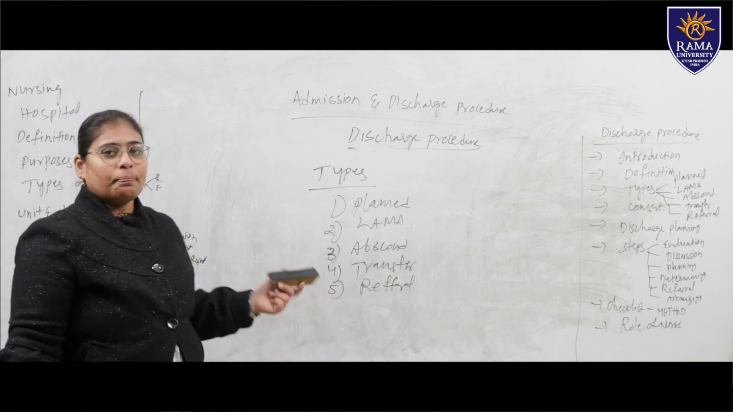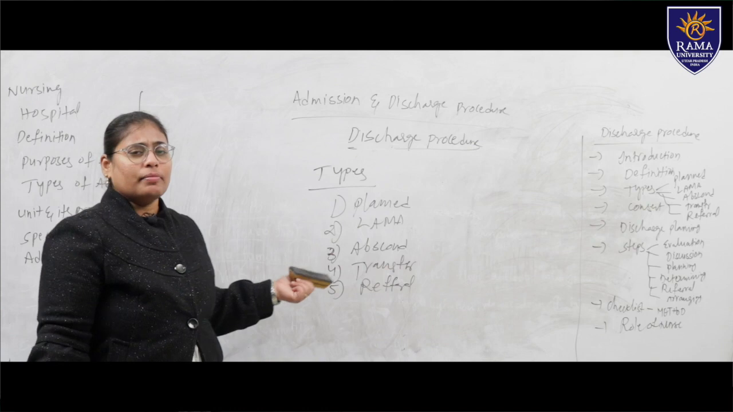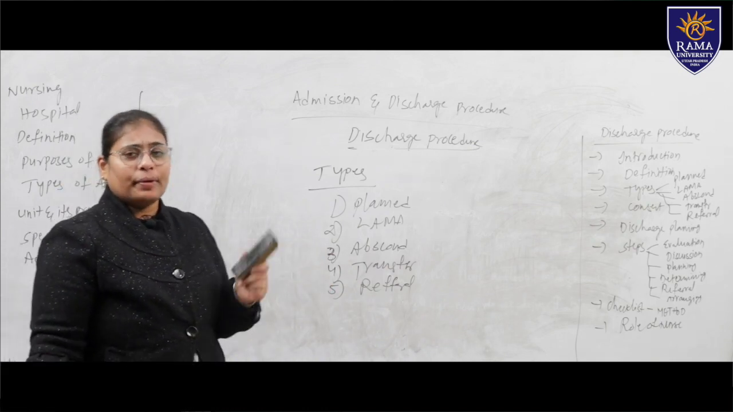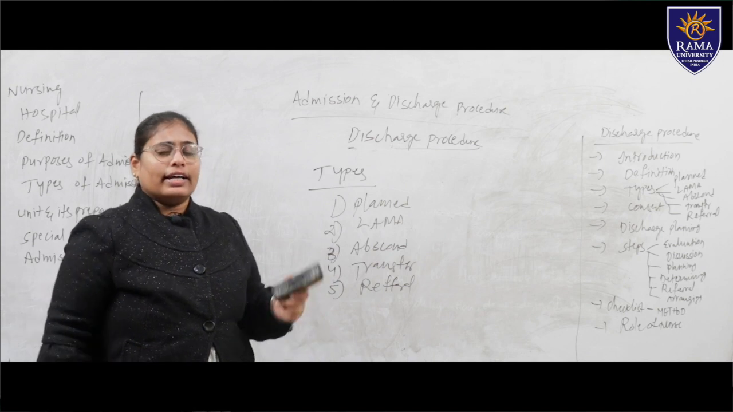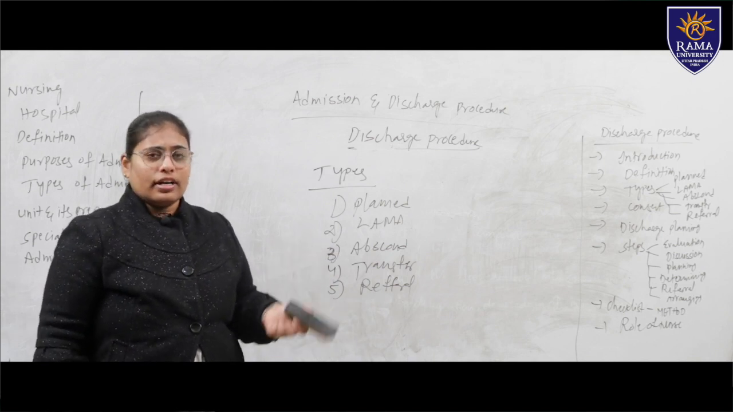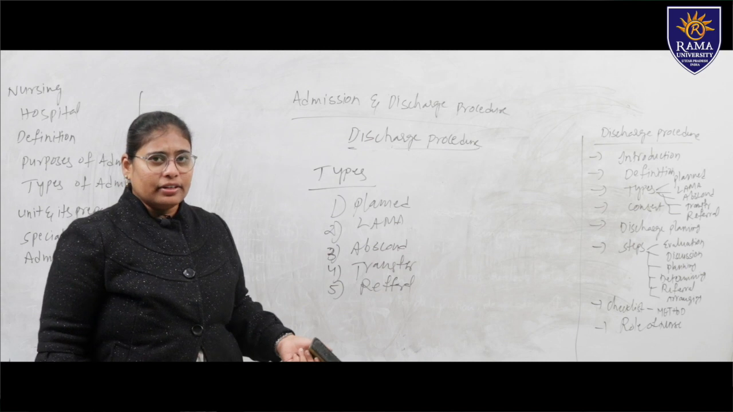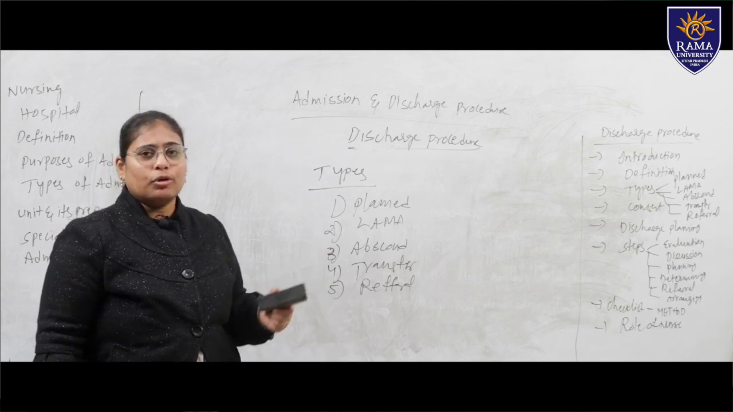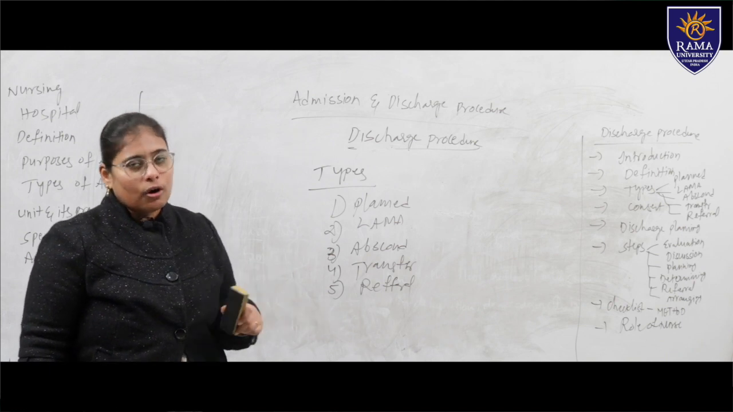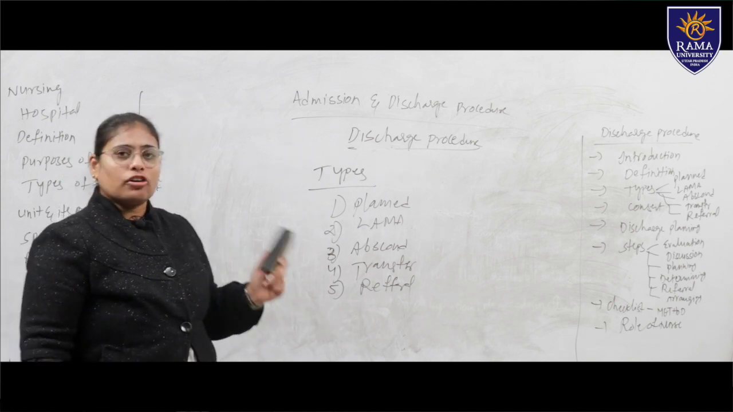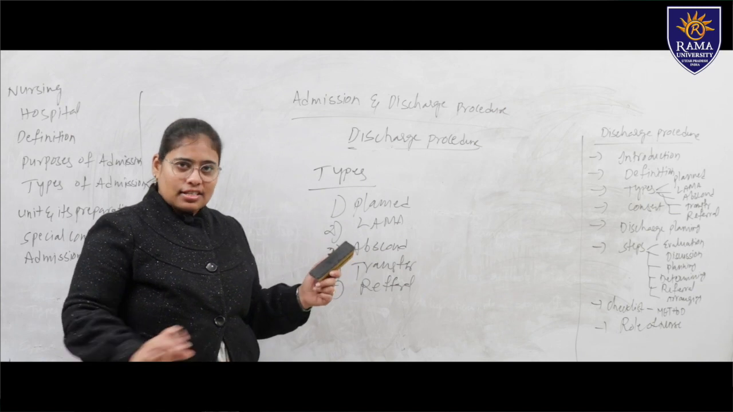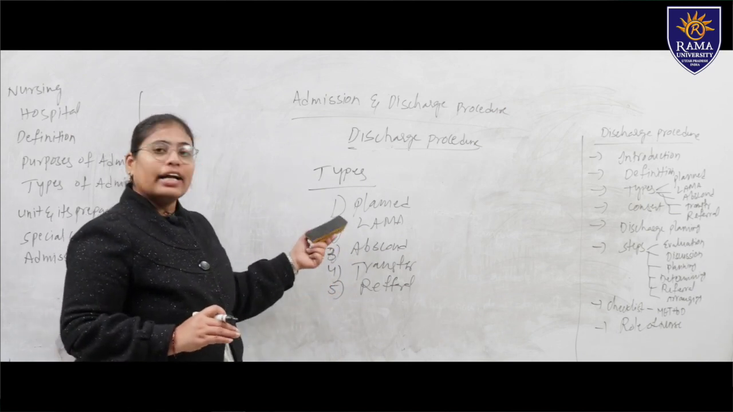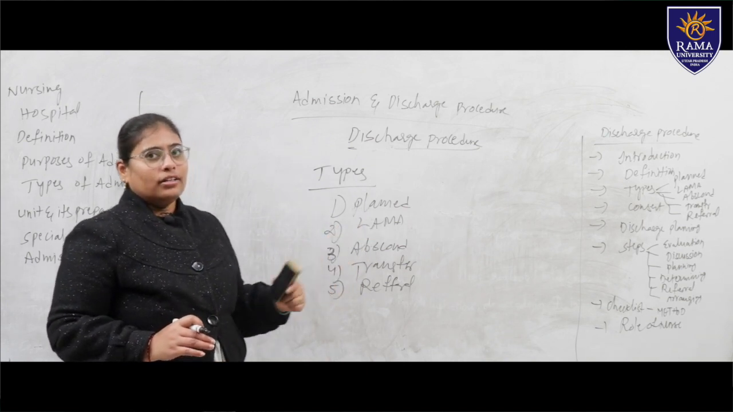Planned discharge is when a doctor or the patient feels that the patient is well, the disorder for which he was admitted to the hospital has reduced, and the patient can manage himself or herself at home. Then the doctor will write the discharge summary. After the doctor's order, the discharge will happen. We call that a planned discharge.